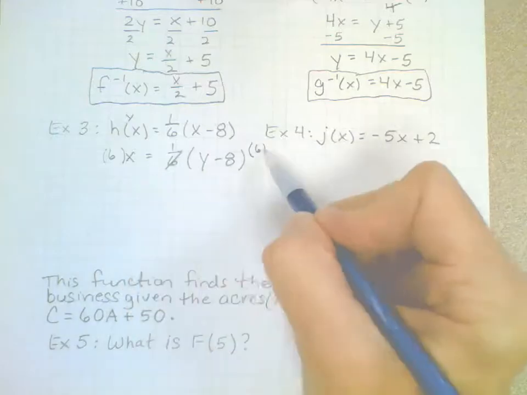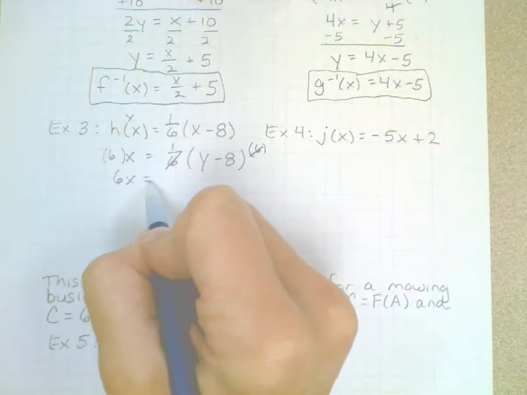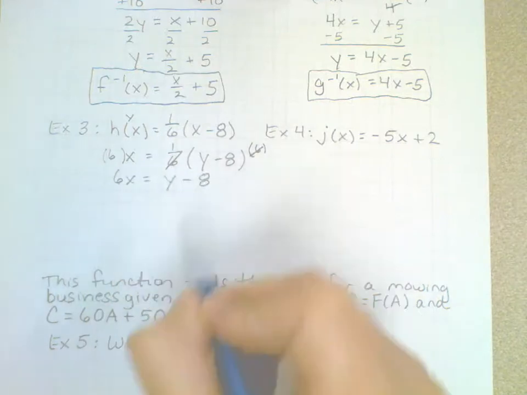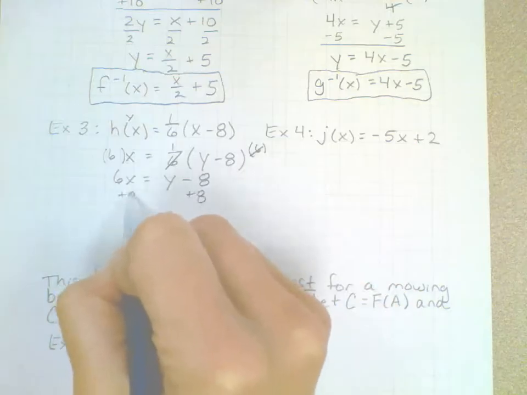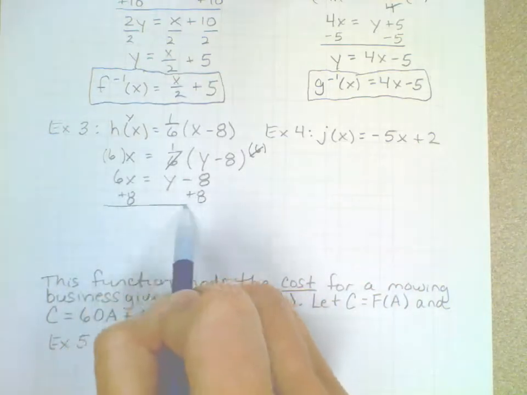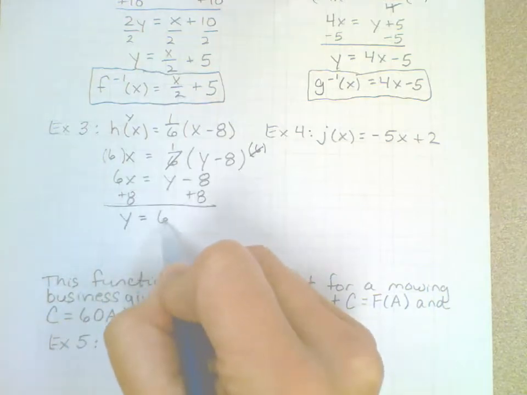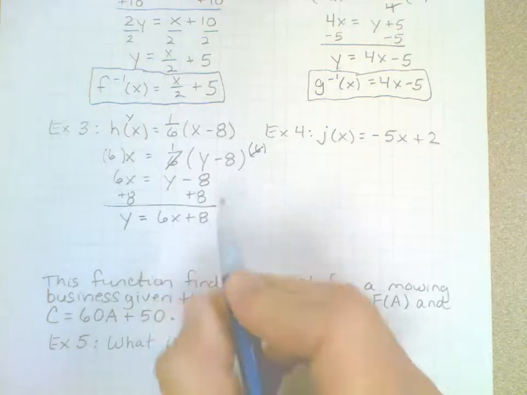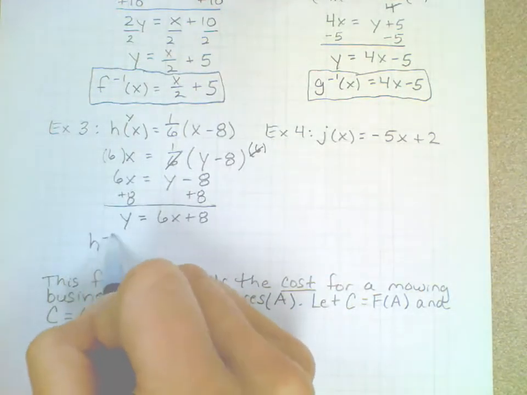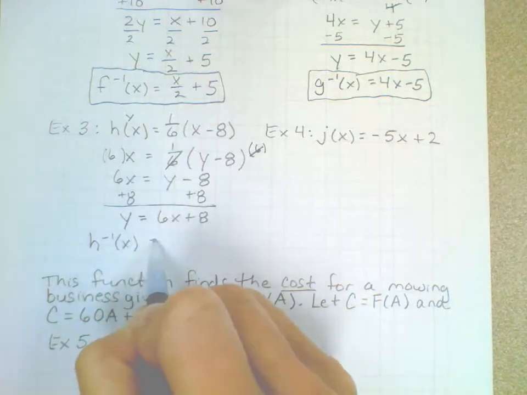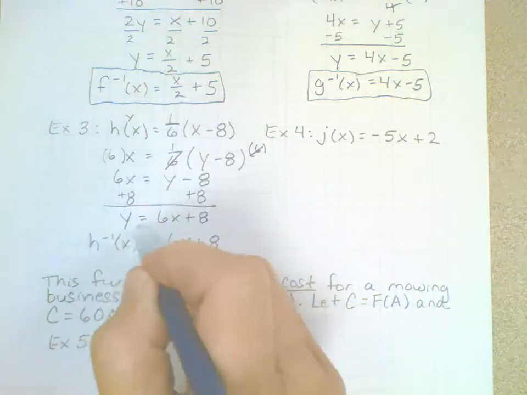So the 1/6 will cancel with the 6, and this just becomes 6x. And then I'm going to add the 8 over. And then I'm going to move my y to the left side. I always like to have it on the left. So the 6x plus 8 will be on the right side. And then I'm going to rename this h inverse of x. And there's my final inverse.